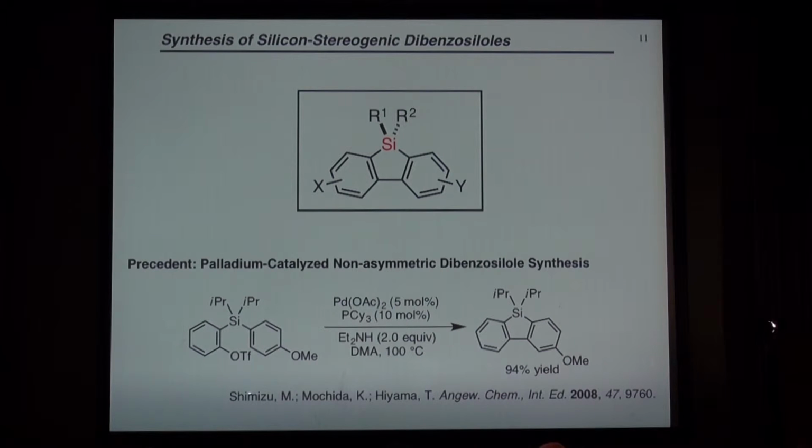For example, Professors Shimizu and Hiyama reported in 2008 that by using palladium acetate and tricyclohexylphosphine as the catalyst, they could do intramolecular C-H arylation of the silicon-attached aryl triflate to give the achiral dibenzosilole of this type in high yield.